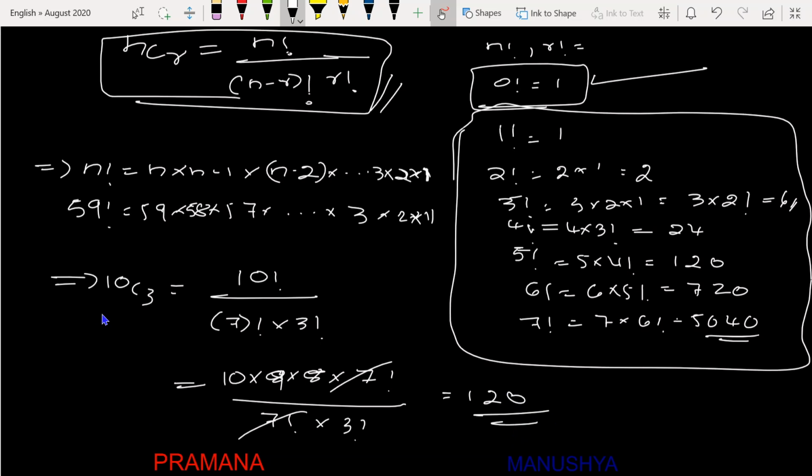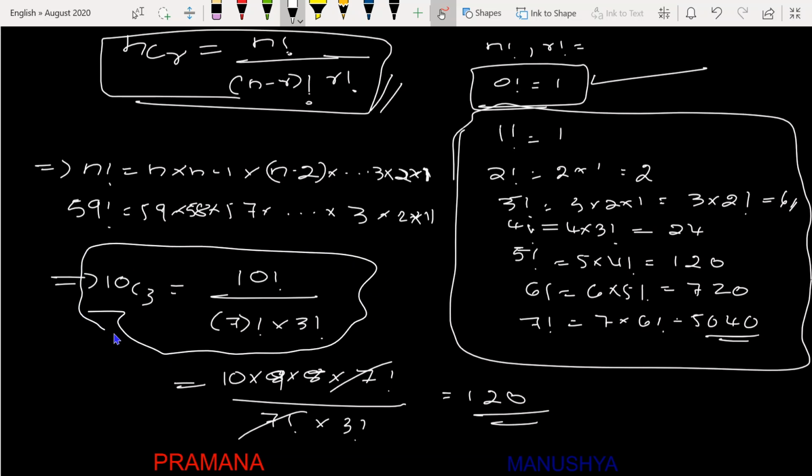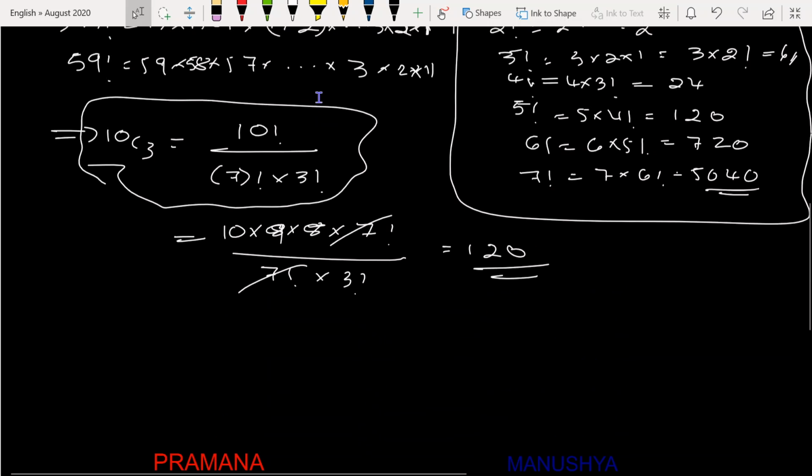So my dear friends, there is no need to expand like this every time. You can use this cancelling property, and you can try to directly write this 10C3.